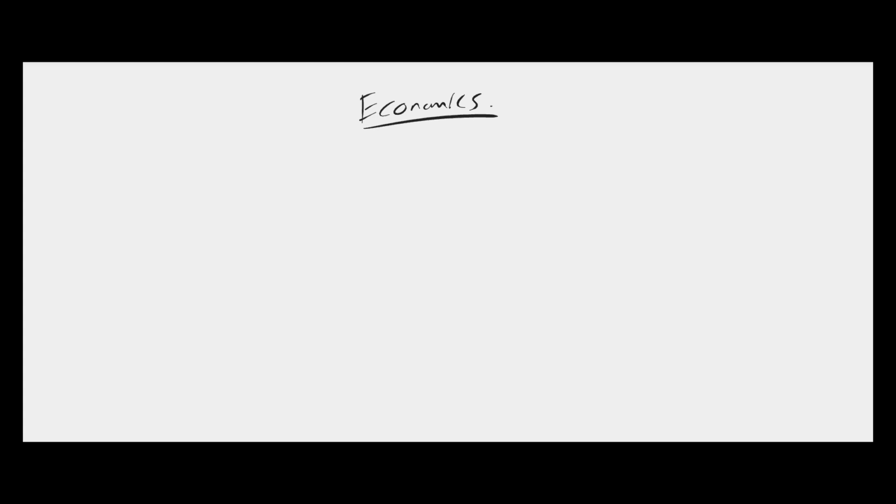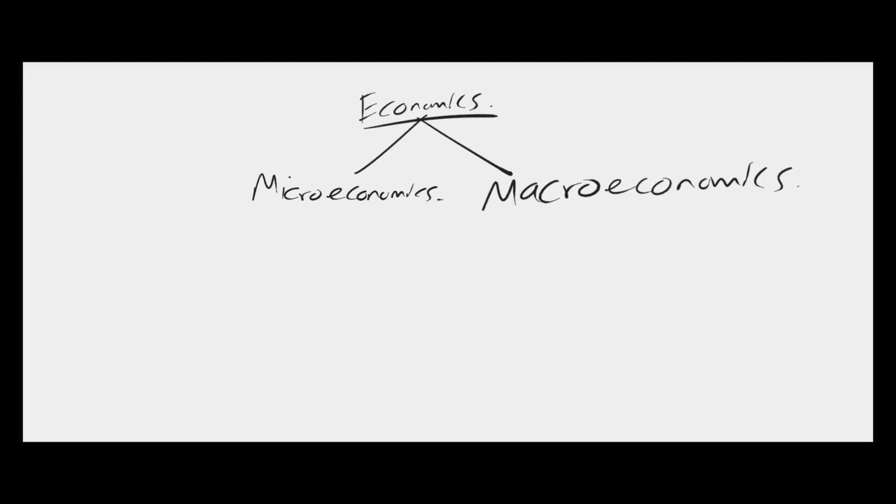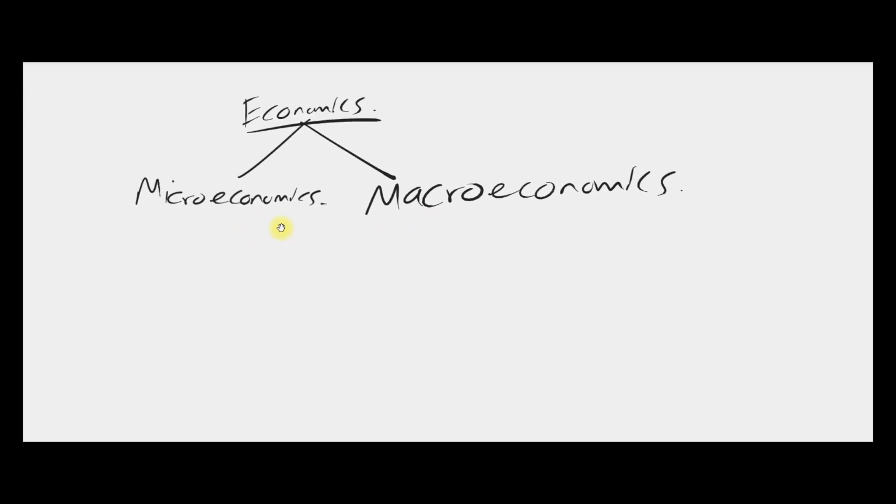The branches. What are the branches of economics? If you don't know them, it's now time for you to listen carefully. Listen and watch. So economics has two main branches. The first one is microeconomics, and the other one is macroeconomics. These are the two main branches. We're going to look at microeconomics first. So, what exactly is microeconomics?